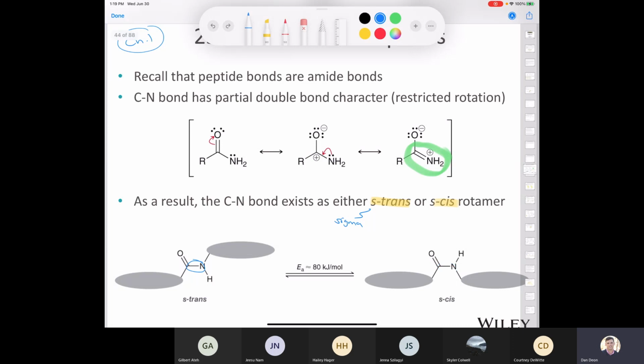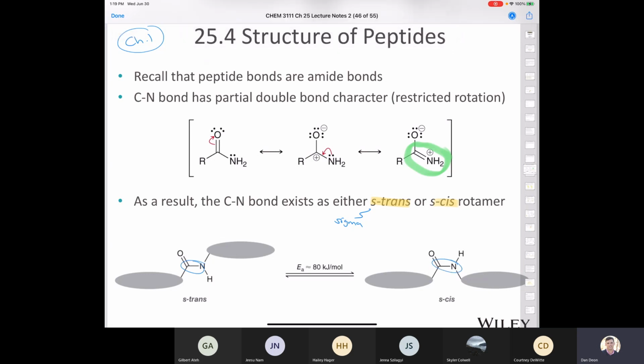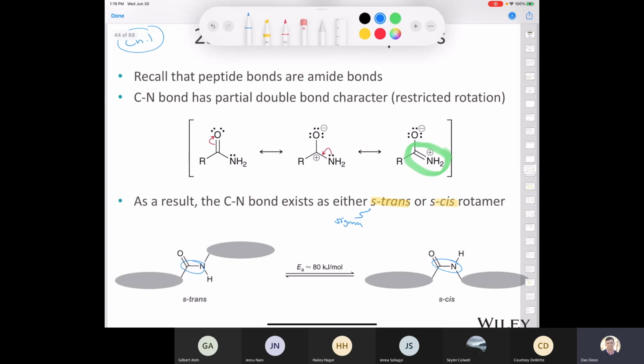And we don't think of sigma bonds as having trans and cis. But if there is that partial double bond character here and here, which again causes the restricted rotation, we can think of a trans and cis, right? And most of the peptide bonds are going to have the groups trans to each other, right? Because there's less steric hindrance than if they're in the S-cis conformer, okay? And the barrier of rotation is pretty high. It's 80 kilojoules per mole.